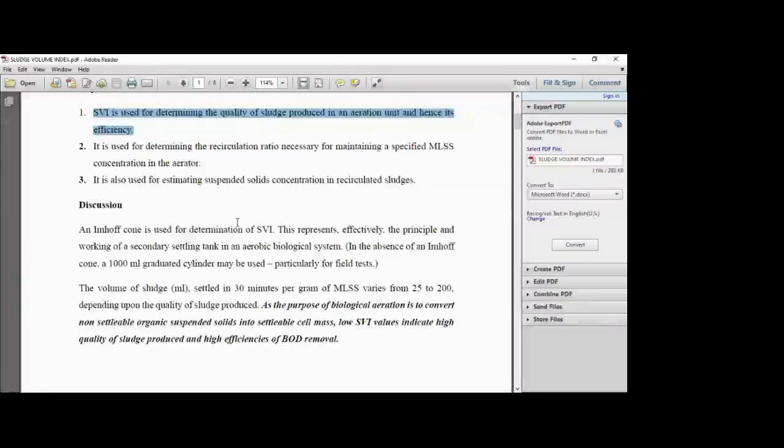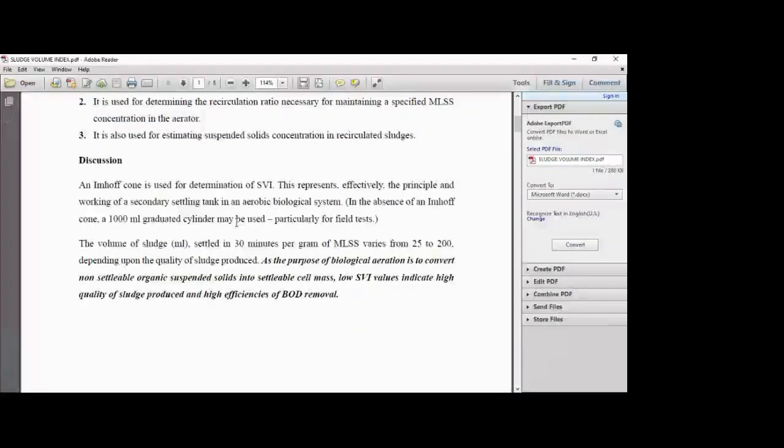So basically, if we try to picturize, what we do in STP is that we remove the solids only, right? And indirectly the removal of BOD and COD happens, and at the last stage, when we do the chlorination, we remove the viruses, bacteria or microorganisms from it, right? So this is the very simple aspect of your STP.